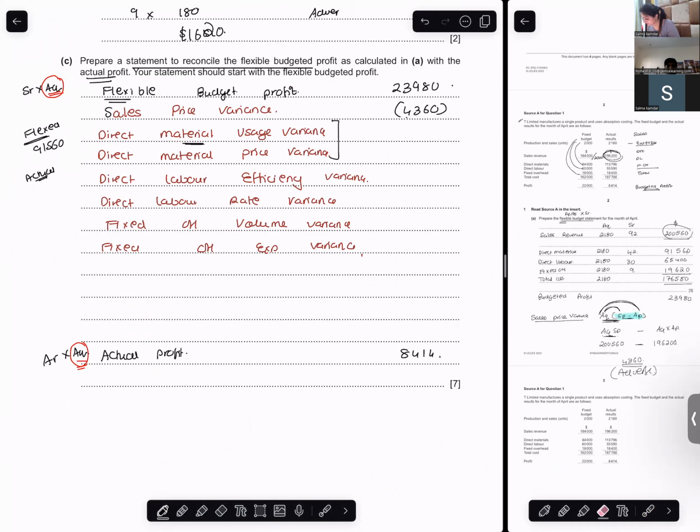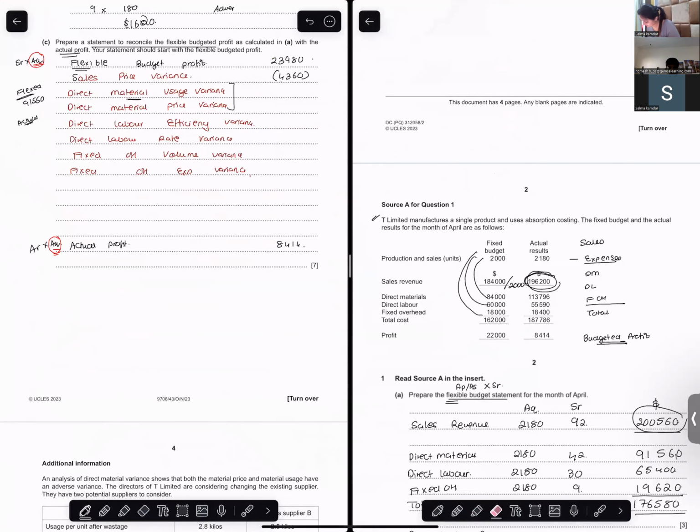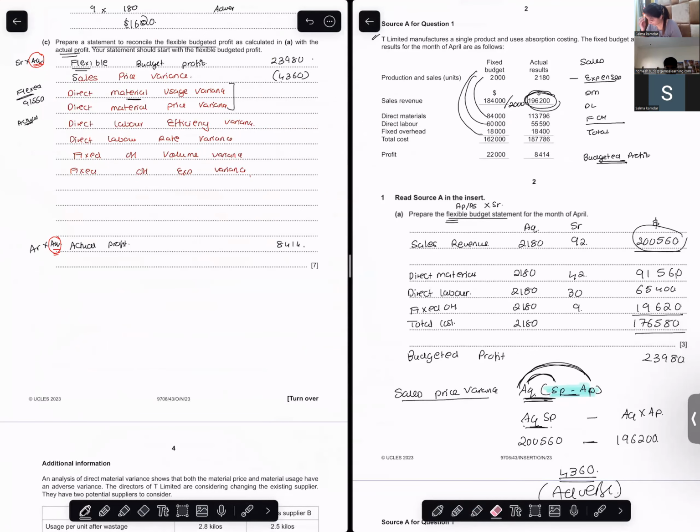How much? Miss, we have to just subtract the values. Okay, fine. So as per flex budget, your direct material cost was less or more? Lower. And actual is higher. Favorable or adverse? Adverse. How much? 22,236.